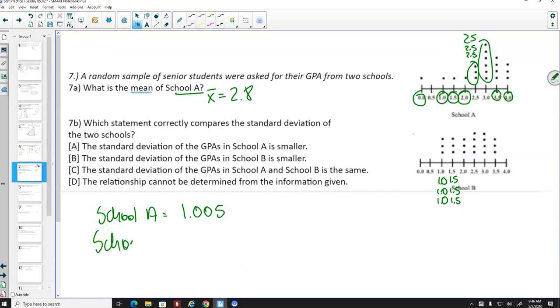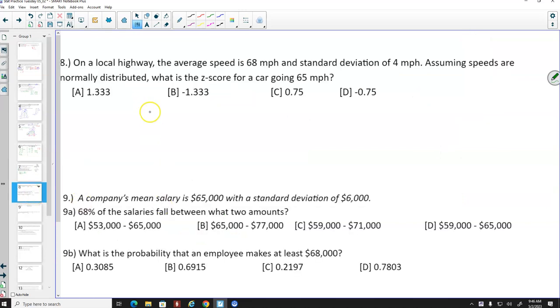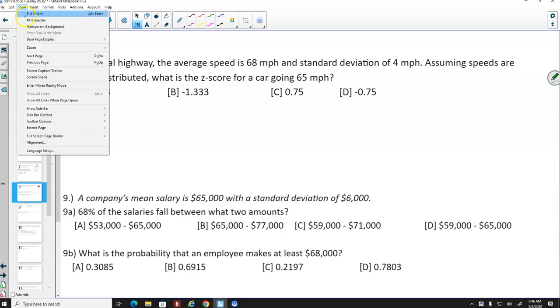So school B is 0.828. Okay, so which statement correctly compares the standard deviation? The standard deviation of school A is smaller? That is not true. The standard deviation of school B is smaller. That is correct. And the standard deviation of A and B is the same, and the relationship cannot be determined. So, all right.